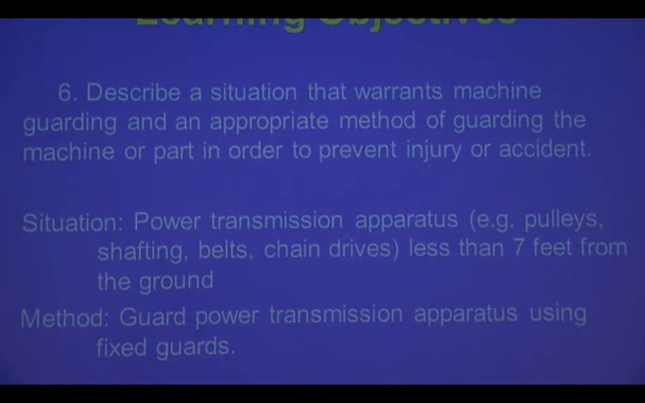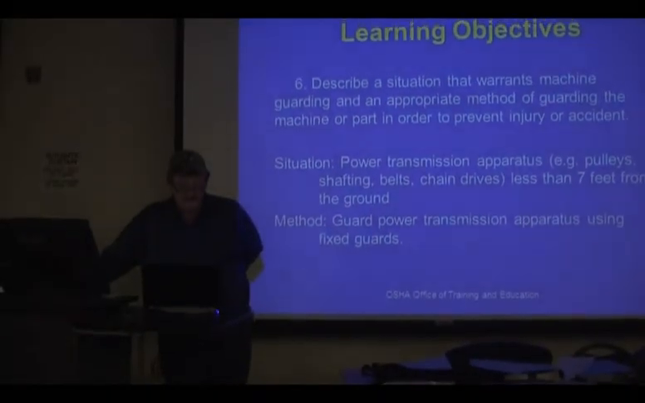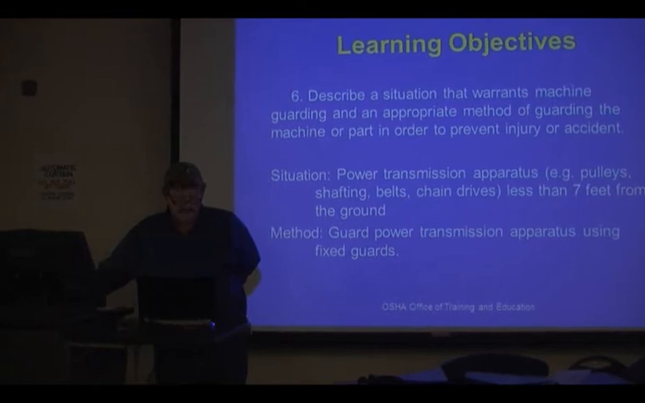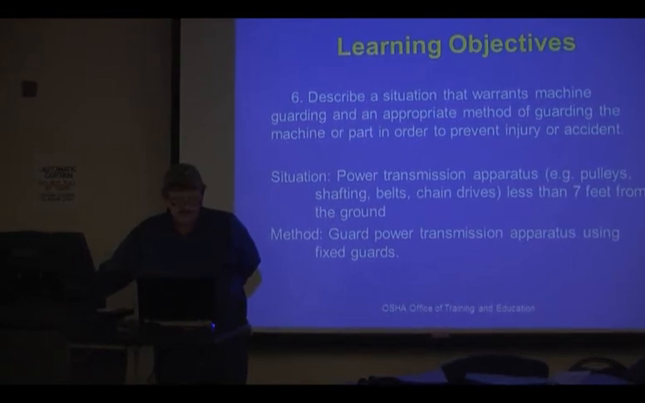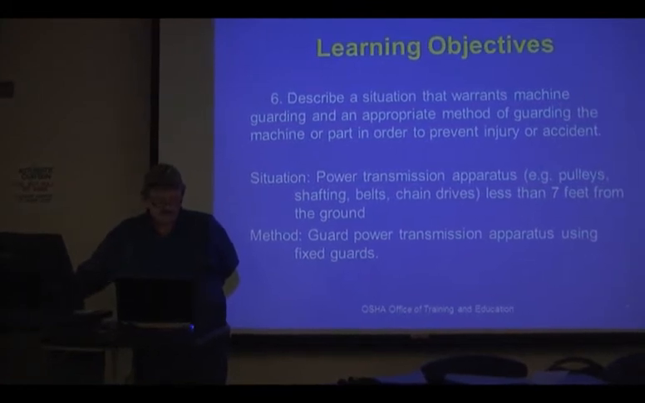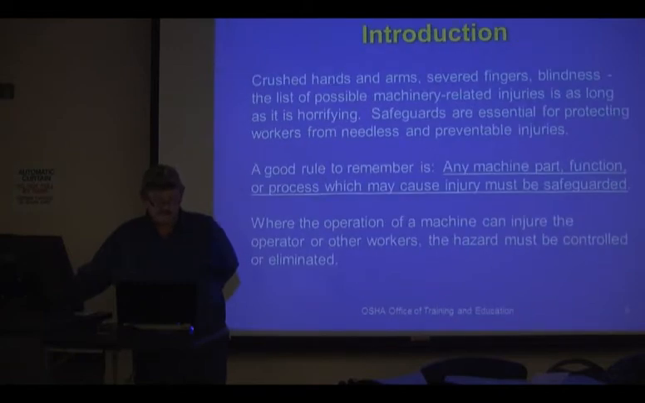This is supposedly a big class involvement exercise, but I give you a situation. The power transmission apparatus, those type things, are maintained less than 7 feet from the ground. What type of guarding do they have to have? Okay, you've got to have a fixed guard. That's kind of what it is. And you guys are supposed to be able to go through the OSHA regulations on machine guarding and determine what type of guard it is. We'll go over the different types here.